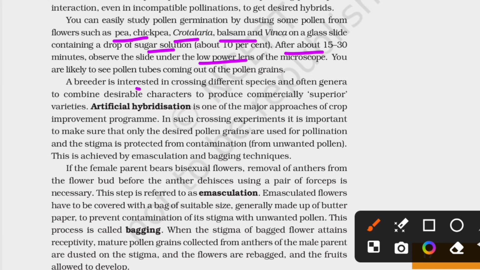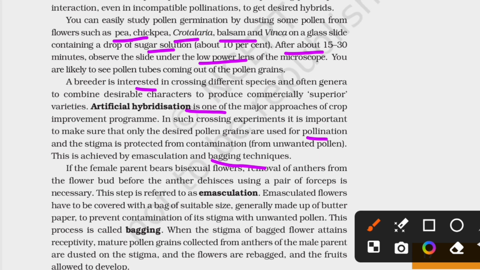A breeder is interested in crossing different species and often genera to combine desirable characters to produce commercially superior varieties. Artificial hybridization is one of the major approaches of crop improvement programs. In such crossing experiments, it is important to make sure that only the desired pollen grains are used for pollination and the stigma is protected from contamination by unwanted pollen. This is achieved by emasculation and bagging techniques.